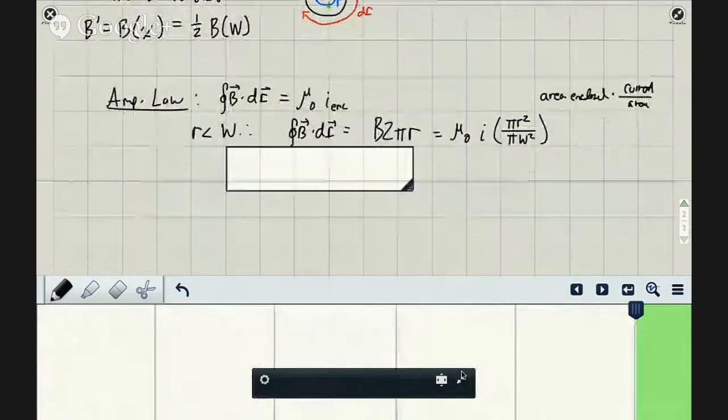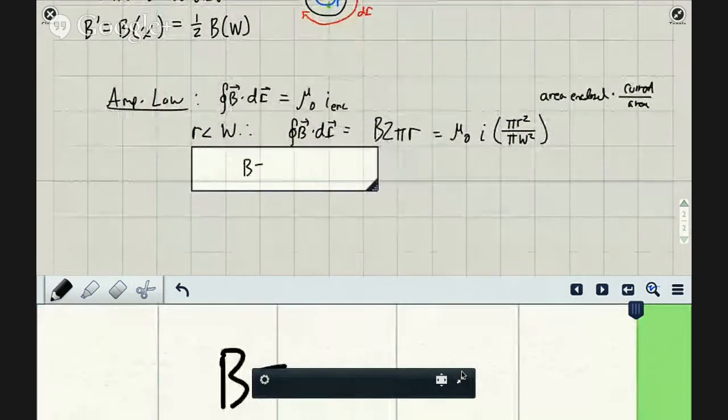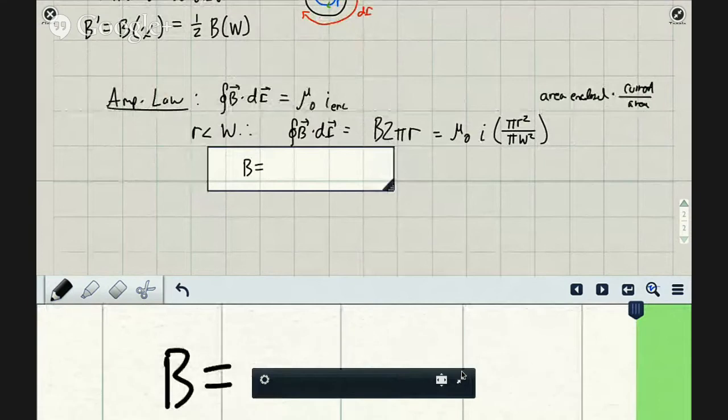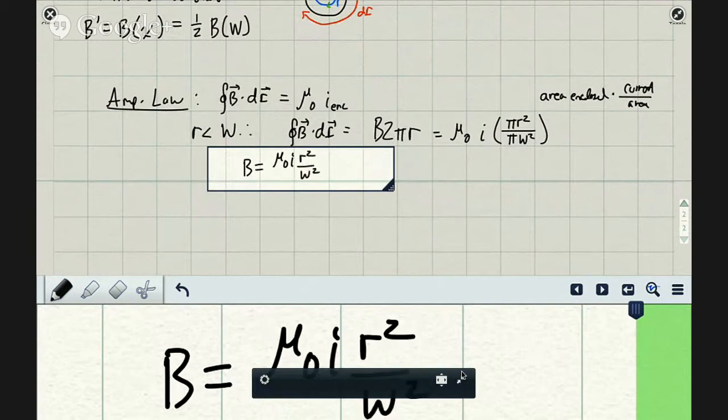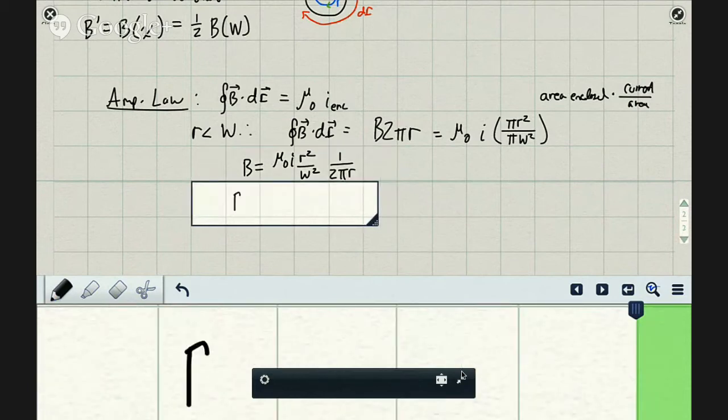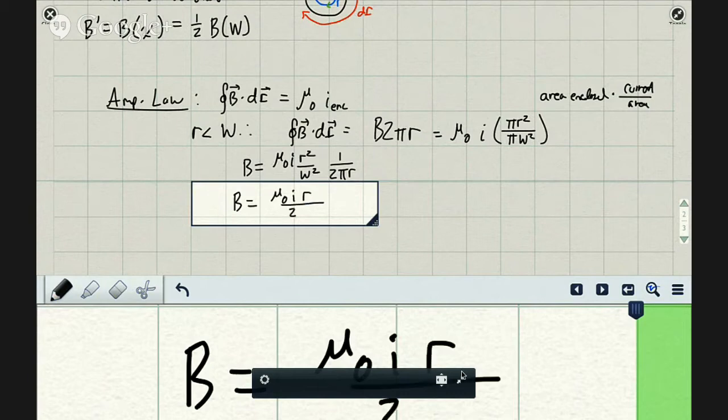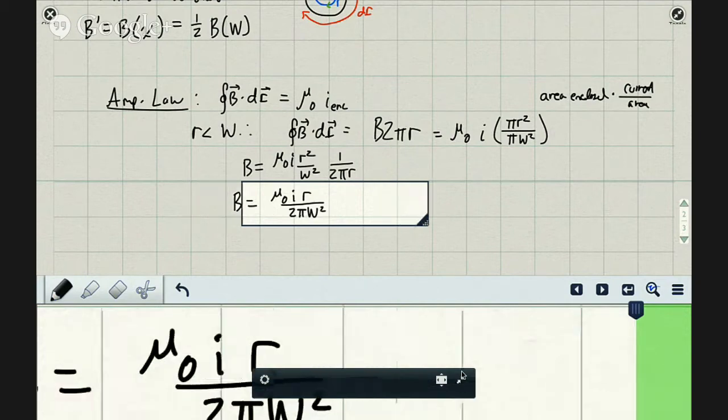Okay. And so the magnetic field B is going to have a magnitude of mu naught I r squared over W squared, and then we're going to divide by 2 pi r. Okay? And so for r less than W, we have B is equal to mu naught I r over 2 pi W squared. Okay, so we have a growing magnetic field. That's what that means: as a function of r, as r gets bigger, B increases.